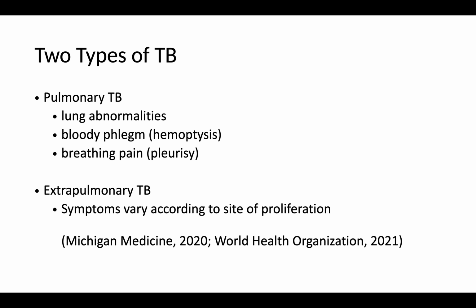There are two major categories of tuberculosis. One is pulmonary tuberculosis, in which the disease manifests in the lungs, causing symptoms such as lung abnormalities, hemoptysis, that is blood in the phlegm when coughing, for example, and pain while breathing due to an inflammation in the lungs called pleurism. The other category of tuberculosis is extrapulmonary, which is when the disease spreads to other organs in the body. The symptoms of extrapulmonary tuberculosis will vary according to wherever the bacteria ultimately proliferates.